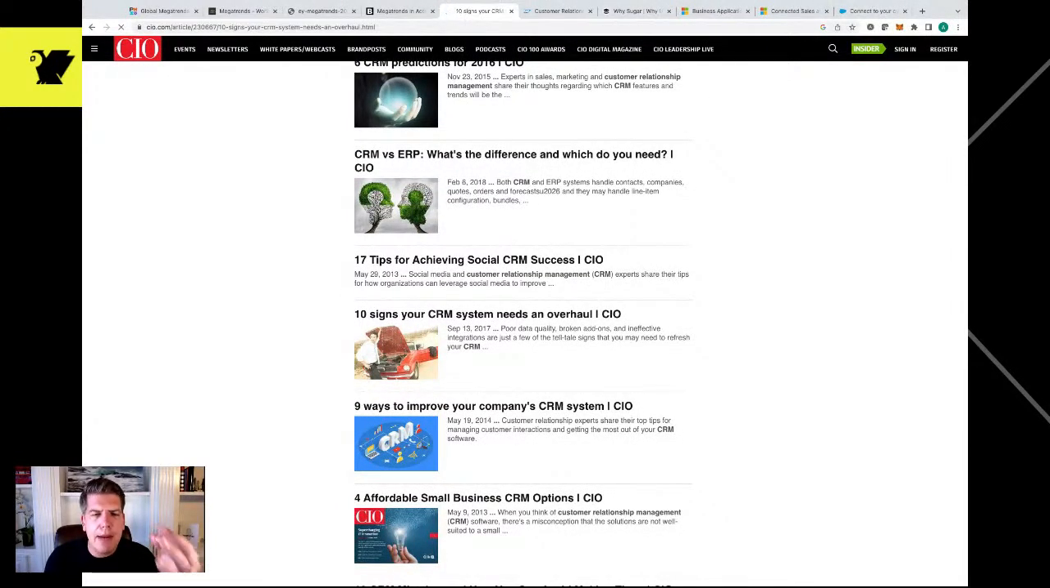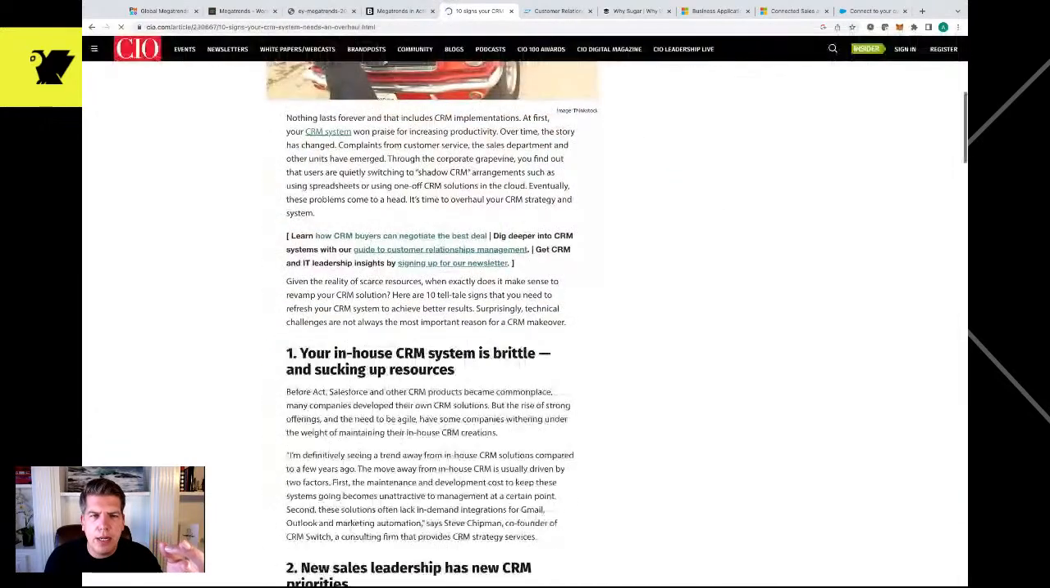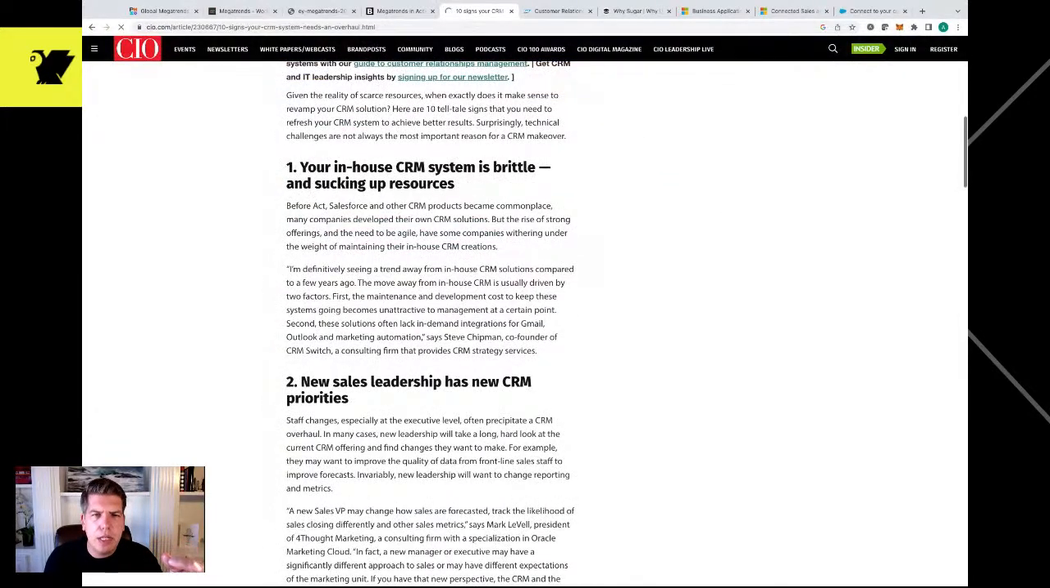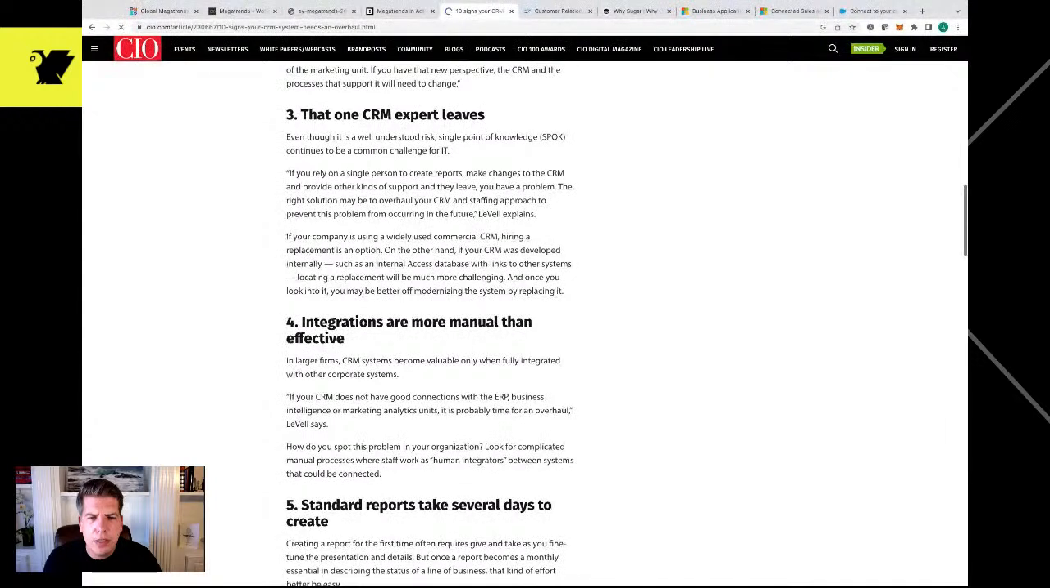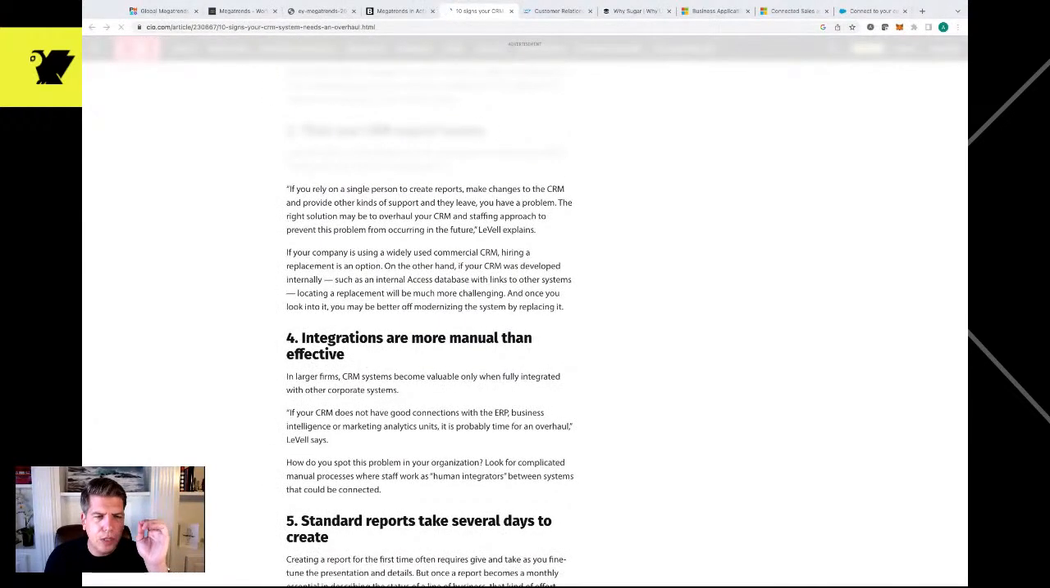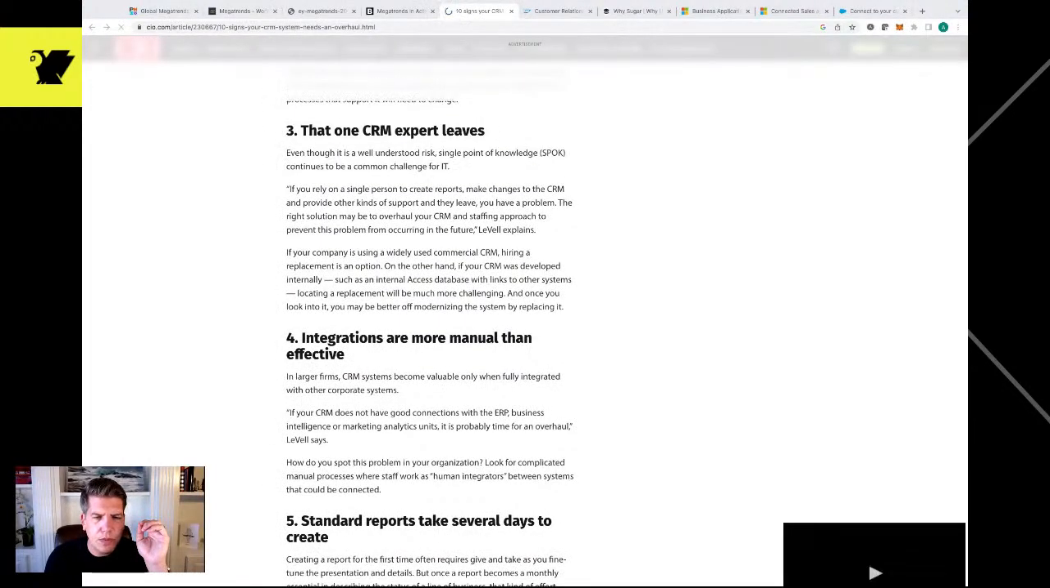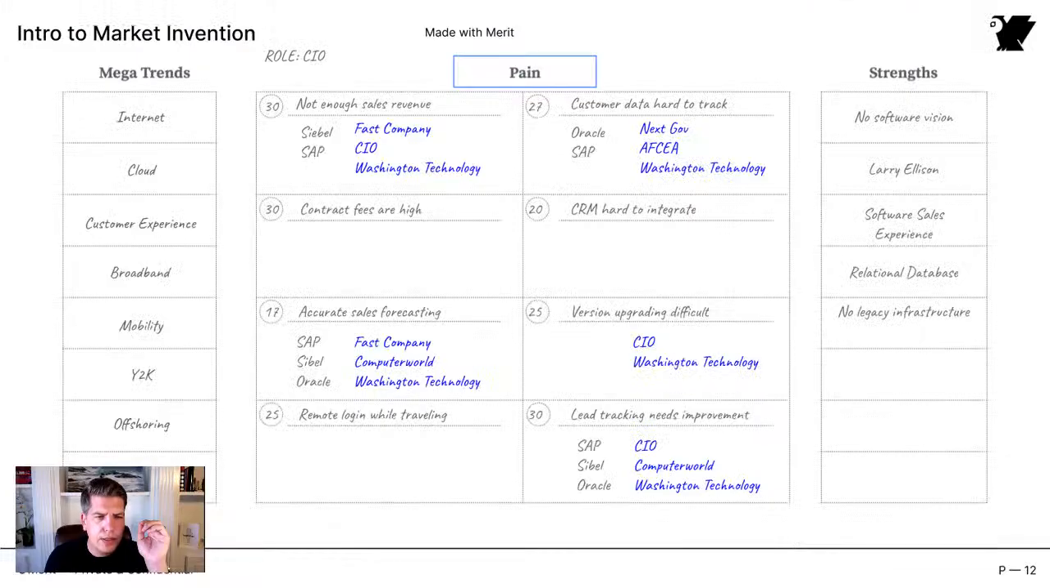You can see the same themes that they're writing about. Your in-house CRM system is brittle and sucking up resources. New sales leadership has new CRM priorities. That one CRM expert leaves. Integrations are more manual than effective. This allows you to start really uncovering these gaps. So let me just go back here to our presentation.